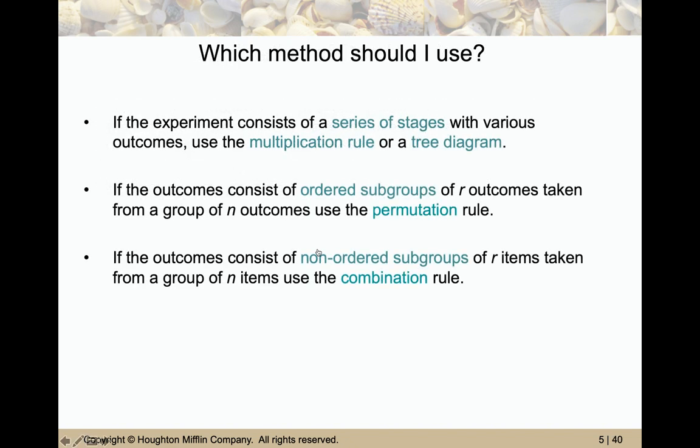Okay, so which method should I use? If the experiment consists of a series of stages with various outcomes, use the multiplication rule or a tree diagram. If the outcomes consist of ordered subgroups of R outcomes taken from a group of N outcomes, use the permutation rule. If the outcomes consist of non-ordered subgroups, just like with a combo meal, you don't care, it's not a different meal if your fries are put in first and then your sandwich than if your sandwich is put in first and then your fries, of R items taken from a group of N items, use the combination rule.